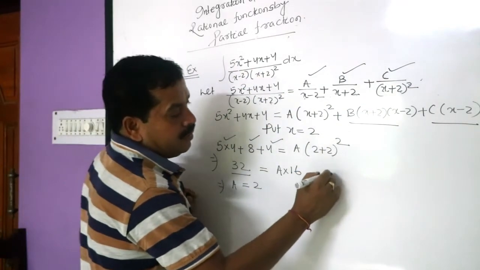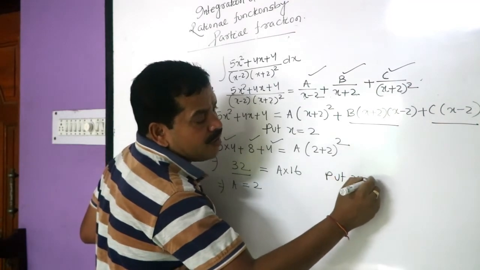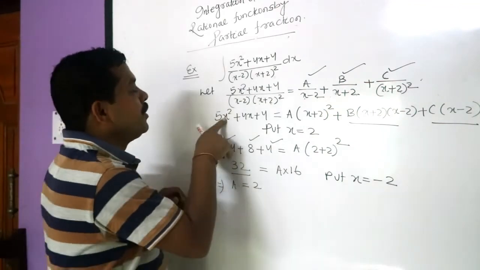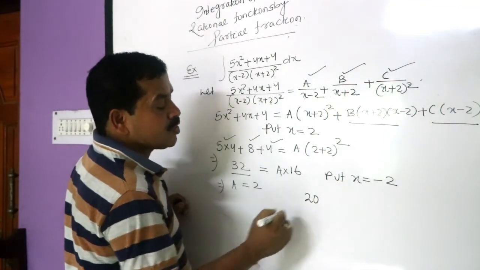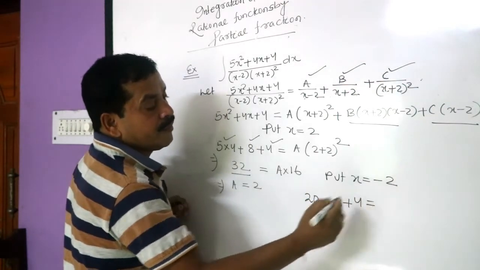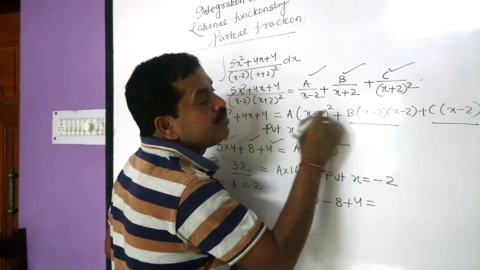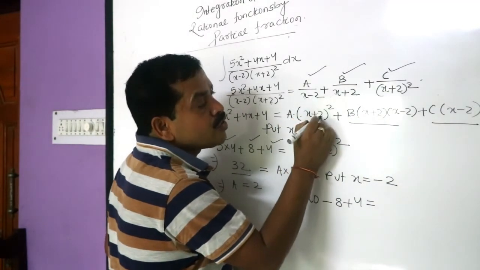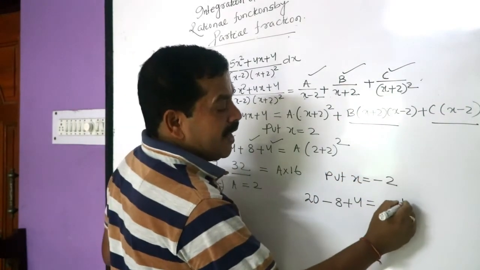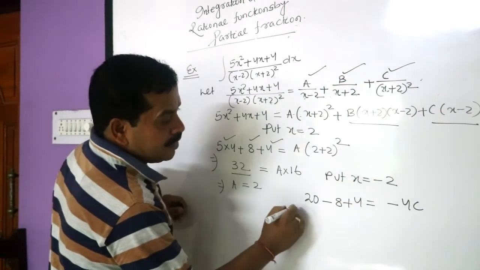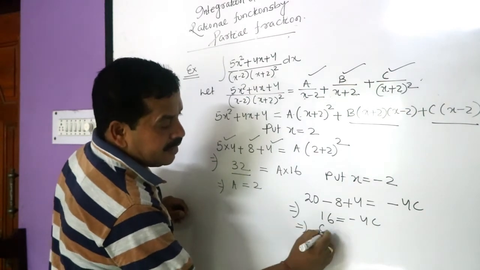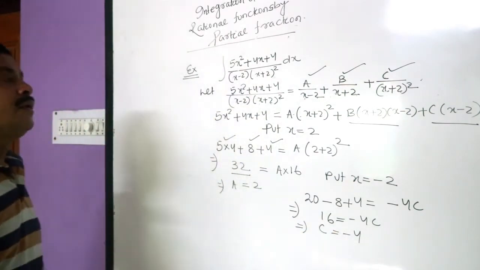Next, we put x equals minus 2. Then the left hand side becomes 20 minus 8 plus 4, which is equal to 16. The right side, this term will be 0 because minus 2 plus 2 is 0. Next, it is minus 4c, so 16 equals minus 4c. Then c equals minus 4.